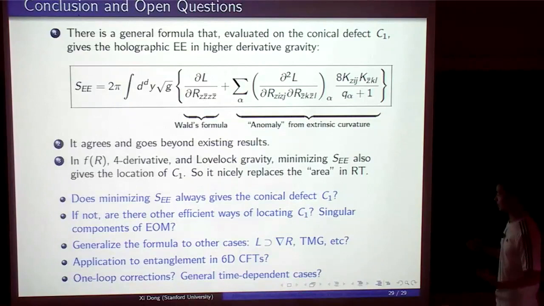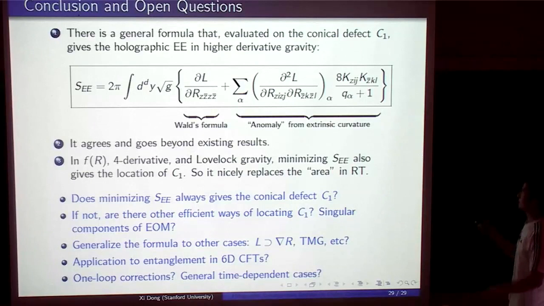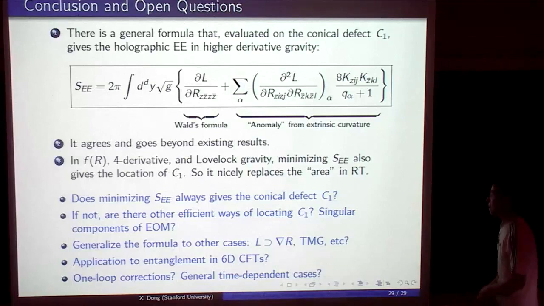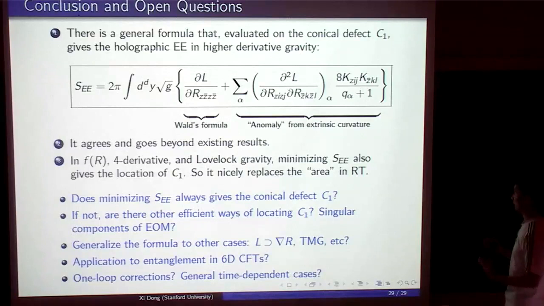into a version where we can consider a general time-dependent case. For the Ryu-Takayanagi formula, there's a proposal that we can always just extremize the area in the Lorentzian background. One can naturally conjecture that extremizing this formula could also give the right thing. But I haven't thought about that in more detail. So that's all I have.